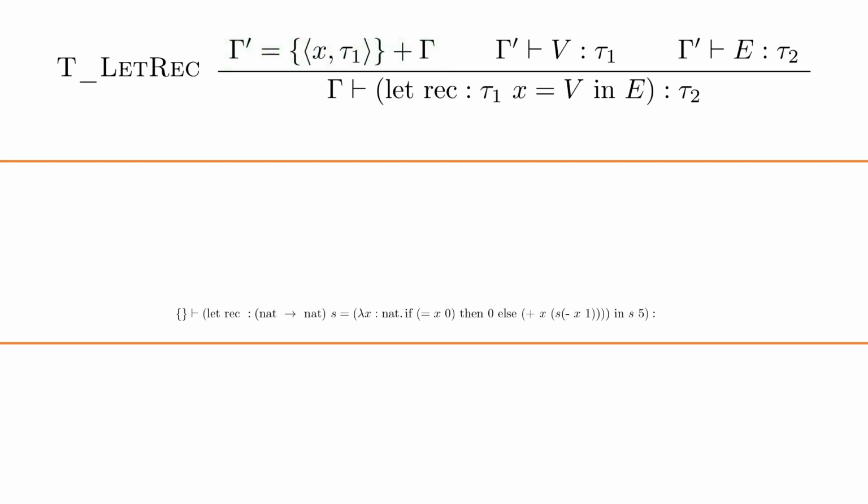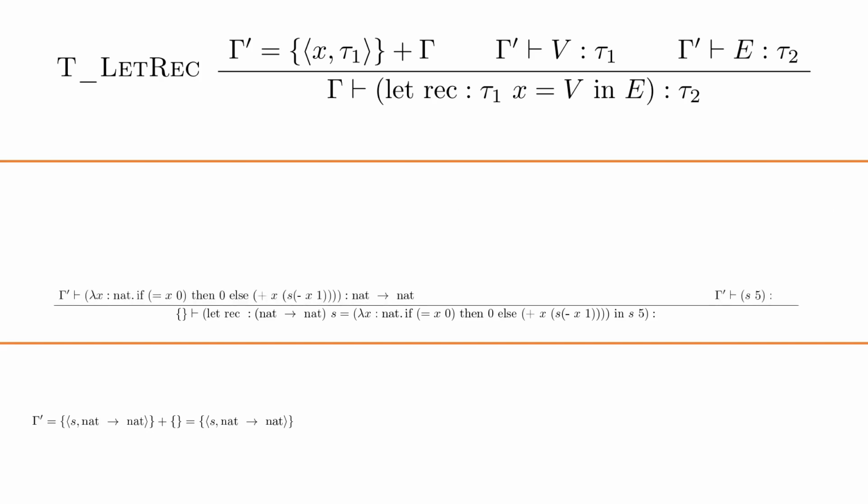To avoid rewriting gamma prime in full, I'll copy that definition here and then just use gamma prime wherever I need to. Gamma prime is a type environment with the type of S prepended to our original type environment. Our original type environment was empty, so gamma prime is simply a type environment with S defined as specified by the letrec. So S is defined as a nat arrow nat function. With that premise out of the way, we have 2 premises to actually prove.